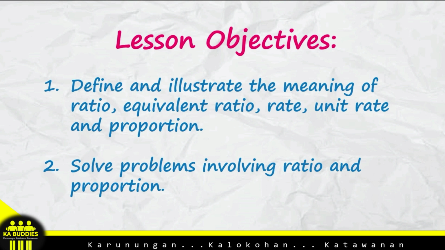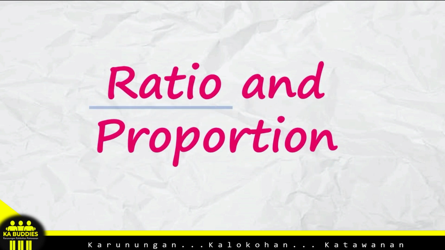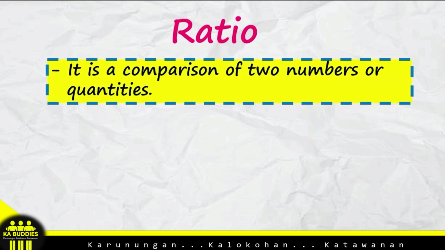So let us start. So we have here first the ratio. So what is ratio? When we say ratio, it is a comparison of two numbers or quantities. For example, we are going to compare the number of boys to the number of girls. Another example, we are going to compare the number of your pencils to the number of your notebooks. What else? There are lots of examples of ratio around you.